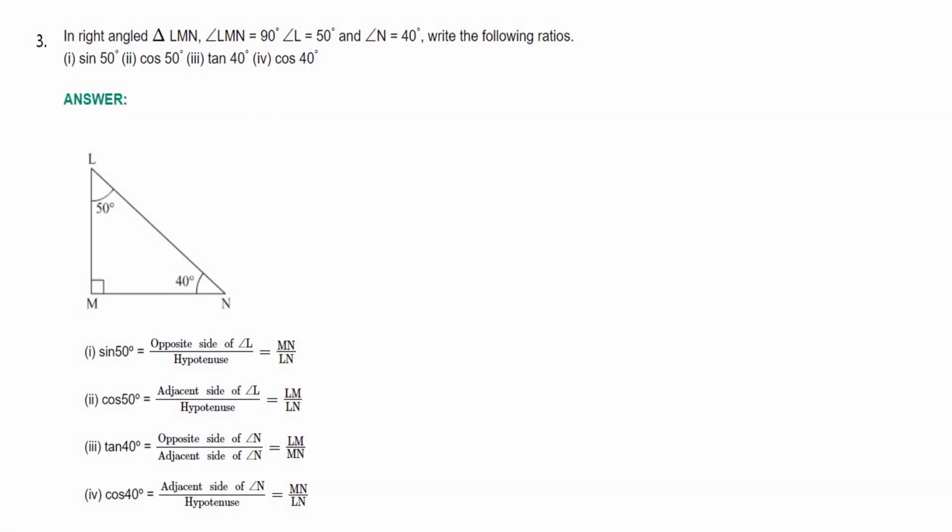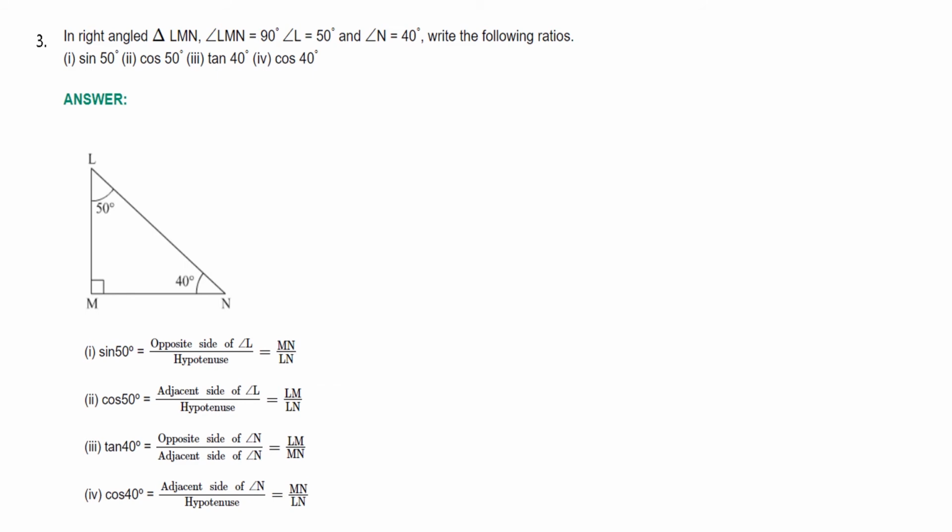Question number 3. In right angle triangle LMN, measure of angle LMN is equal to 90 degrees. Measure of angle L is equal to 50 degrees, and measure of angle N is equal to 40 degrees. Write the following ratios. First one, sin 50 degrees. Second one, cos 50 degrees. Third one, tan 40 degrees. Fourth one, cos 40 degrees.